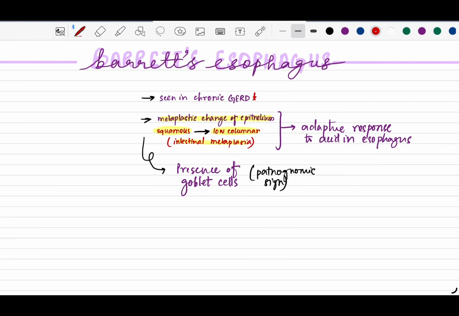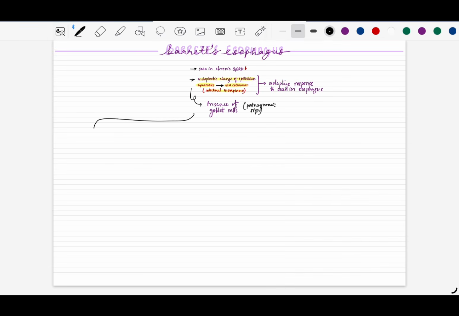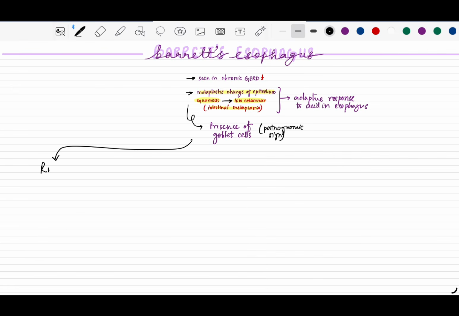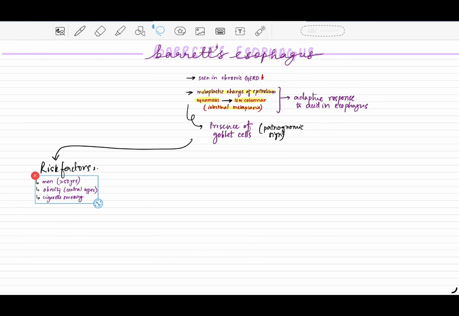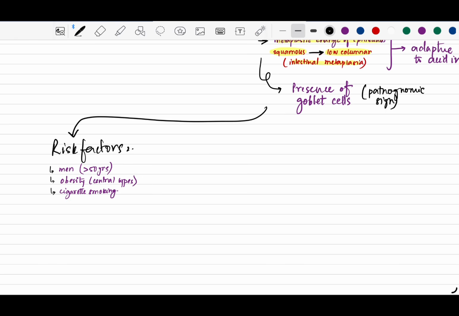Other than long-standing chronic GERD, we can have other risk factors associated with Barrett's. These include men, greater than age of 50, obesity, central obesity, and cigarette smoking.